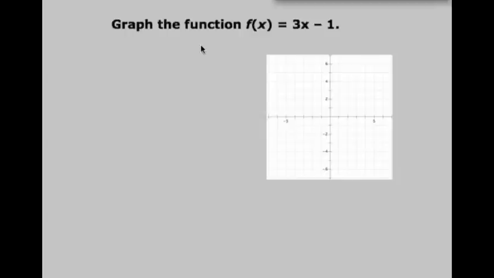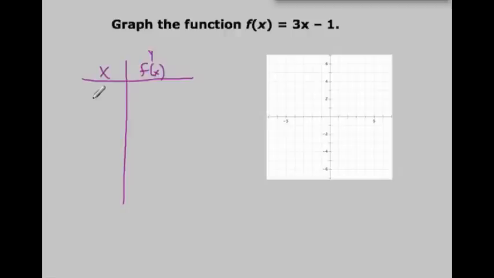Alright folks, now if we're told to graph the function f of x equals 3x minus 1, we don't have individual points that we can graph now, so we need to find some so that we can actually put them on the graph. We're going to make our good old friend a table of values. And I'm going to have x inputs, and I will have f of x outputs. Remember, f of x is the same thing as y.